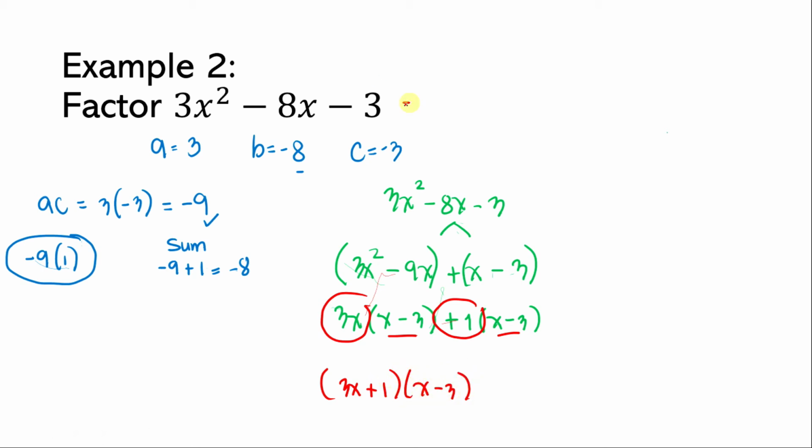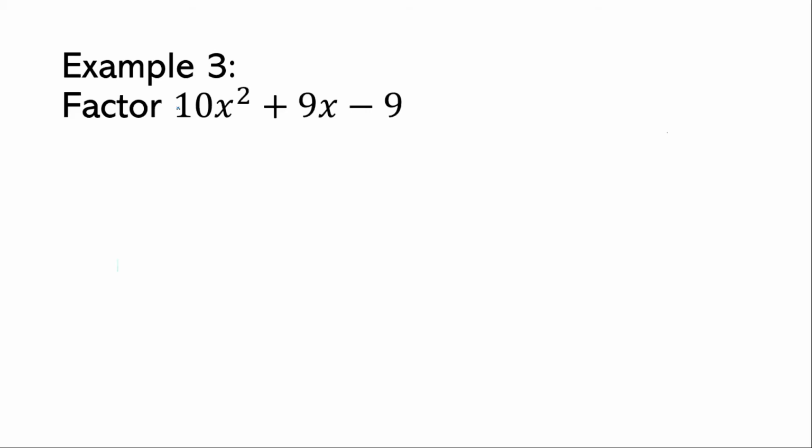So the factor of 3x squared minus 8x minus 3 is 3x plus 1 times x minus 3. Again, you can check your answer if it is correct by multiplying the binomials using FOIL method. Let's try to factor out another example.